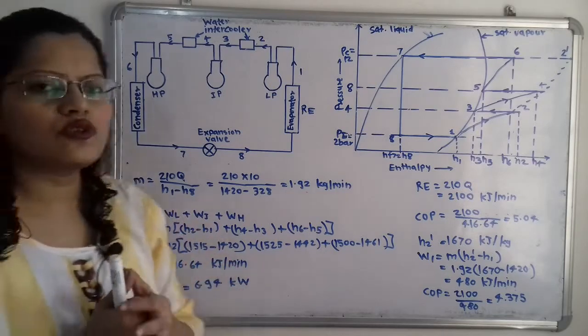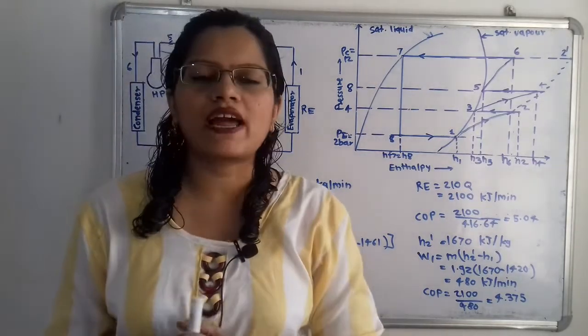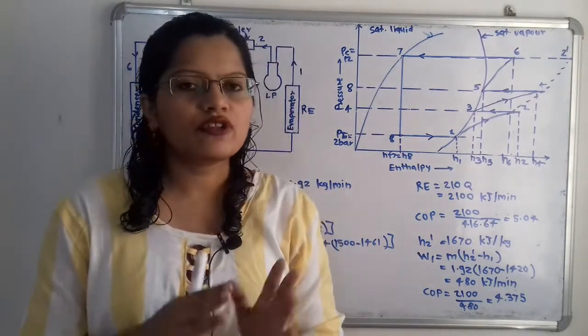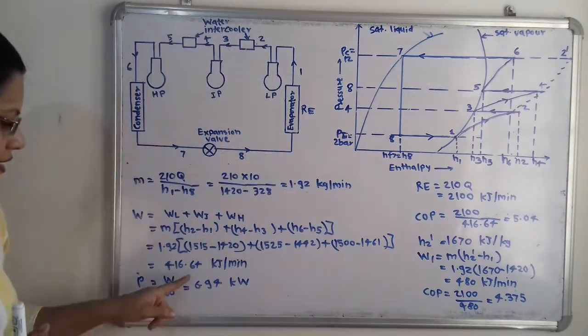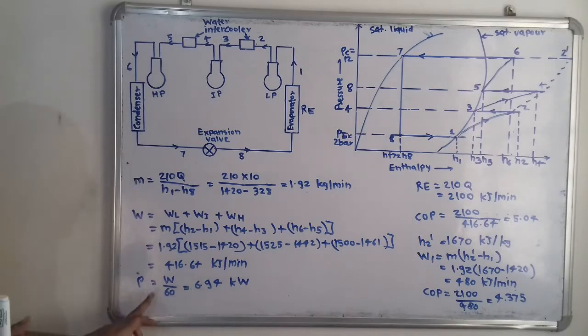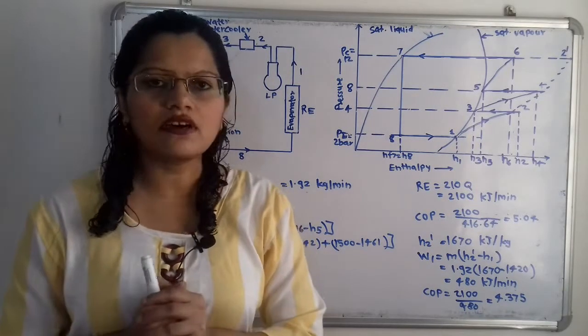When we put in the values and multiply with the mass M, we get 416.64 kilojoule per minute. Now, what was our first question? We have to calculate the power required to drive the system. Power is equal to work done divided by 60. So 416.64 divided by 60 gives power equal to 6.94 kilowatt. So this is the answer.